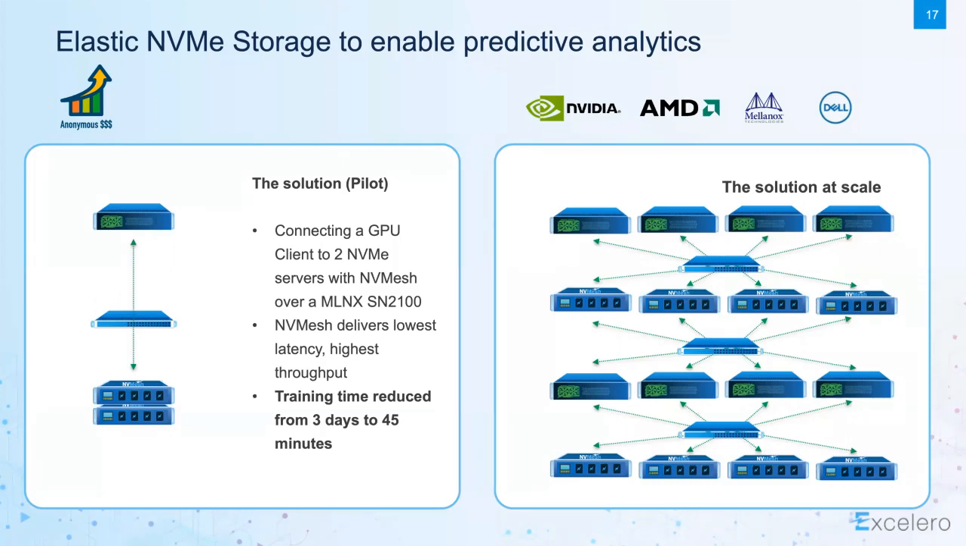When it only takes 45 minutes to train, this allows them to iterate over multiple models and attempt to increase their precision very, very rapidly, and gives them a lot of value.